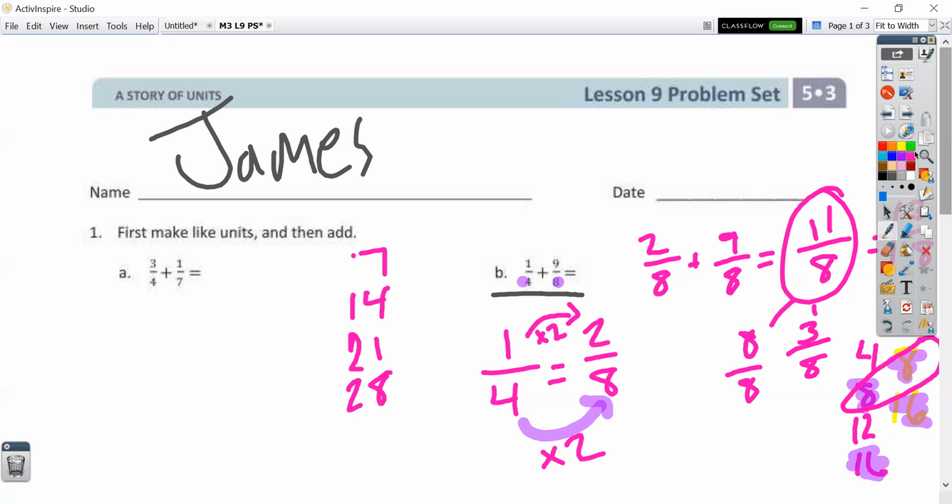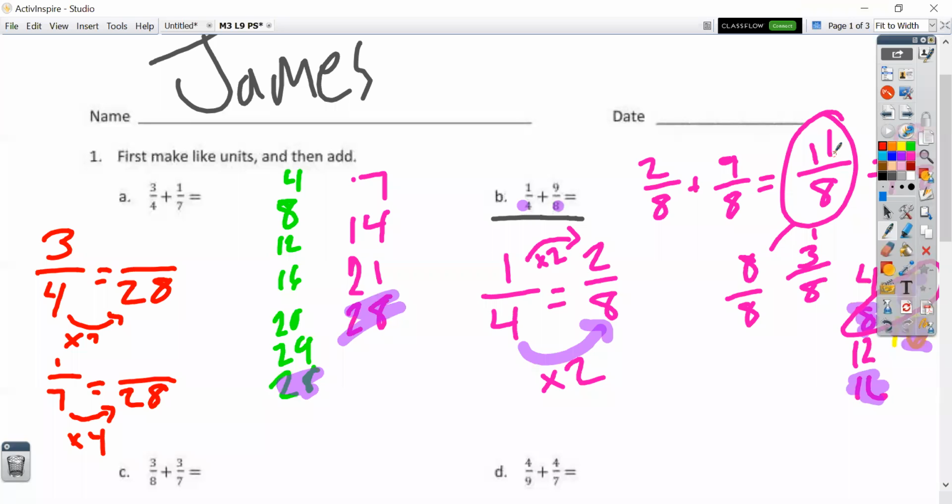And for fours, let me change colors so we can see that easy. 4, 8, 12, 16, 20, 24, 28. Ooh, it's going to be 28s, it looks like. Okay, so there's my little help for you before you pause me. All right, go ahead and try it.